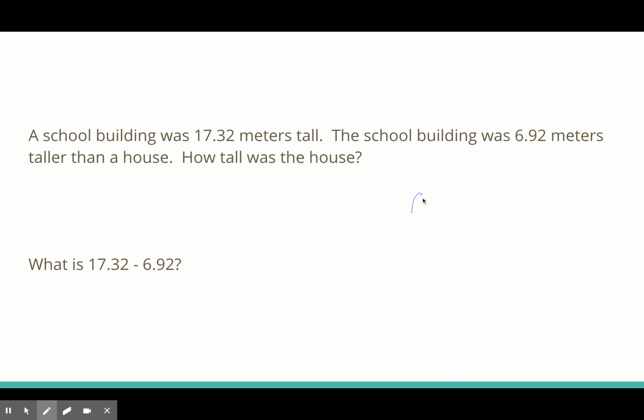Here's a little clue for you. 17 and 32 hundredths minus 6 and 92 hundredths. All right, line it up, figure out your answer now. All right, on the next slide, I'm going to show you how to do it, but here we go.